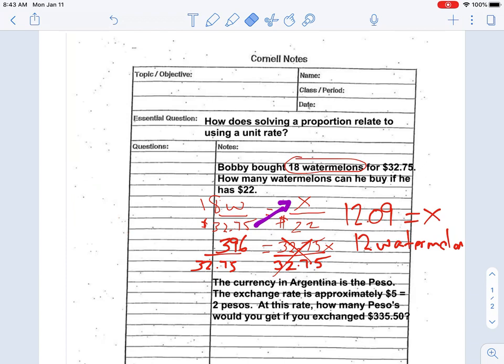So, important thing here is that the labels line up. So on the top, I'm going to just highlight this. I got watermelons, and the X is watermelons. So they line up across the top. If I put the 18 on the bottom on the left, I would have to put the X on the bottom on the right. And I would still end up with the same answers.